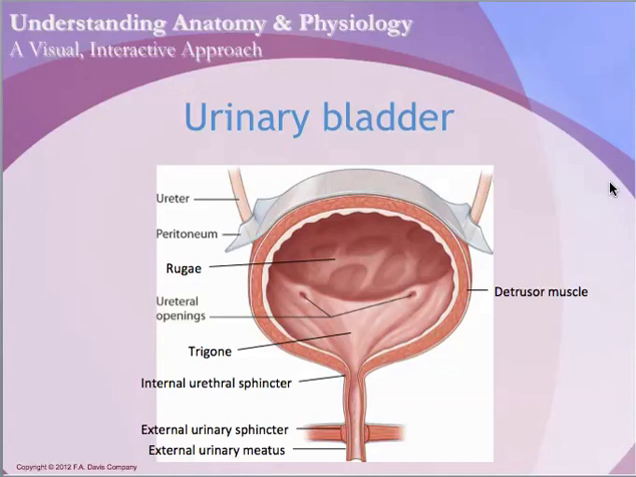Infections commonly occur there. At the point where the urethra leaves the bladder is a ring of smooth muscle that forms the internal urethral sphincter. And below that, we have a second sphincter, the external urinary sphincter.